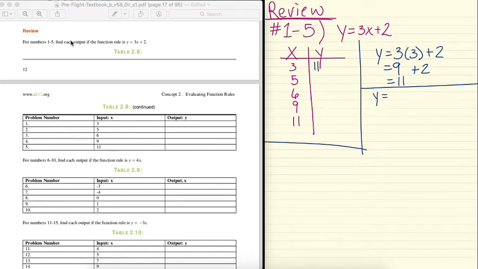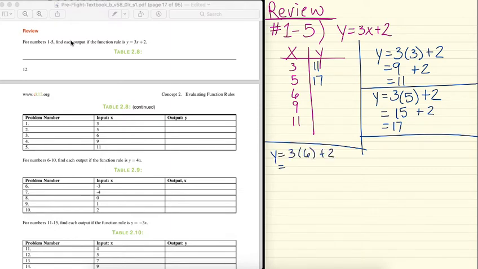Now I'm going to plug in 5. So 3 times 5 plus 2. That would be 15 plus 2, which is 17. Now I'm going to plug in 6. So 3 times 6 plus 2. That would be 18 plus 2, which is 20.